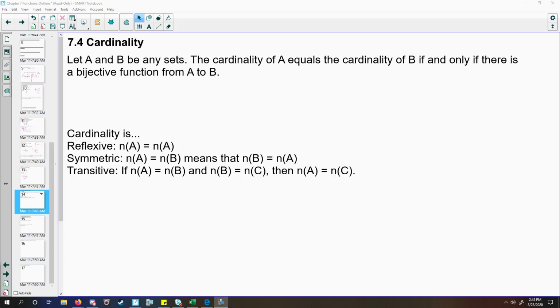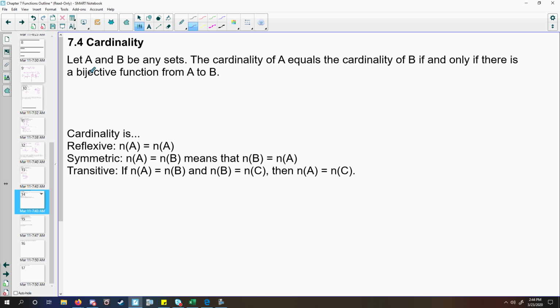Set cardinality is always referring to the size of a set, whether it's the unique number of elements in a finite set or the unique number of elements in an infinite set. And what we'll be seeing over the next few slides is the difference between countably infinite sets and uncountably infinite sets.